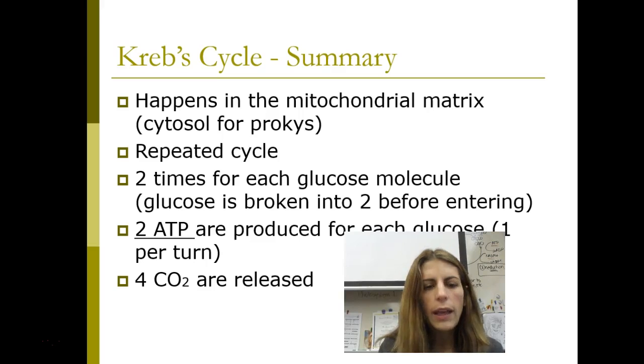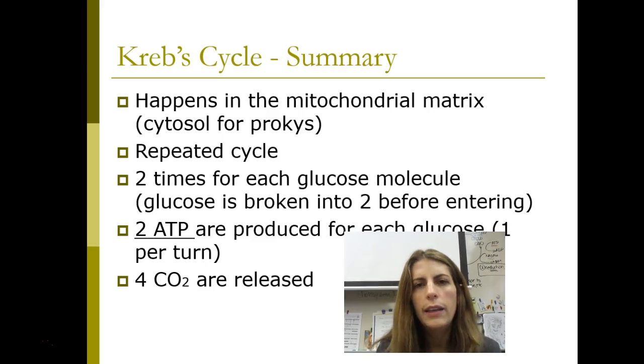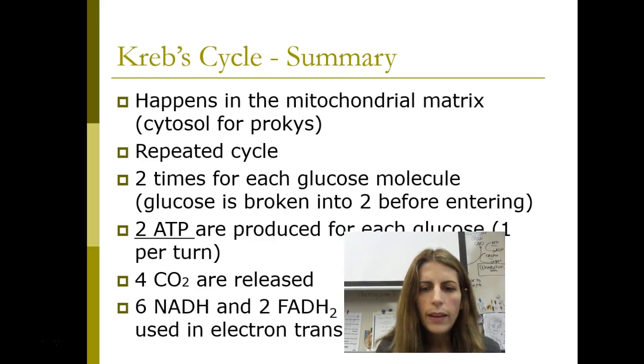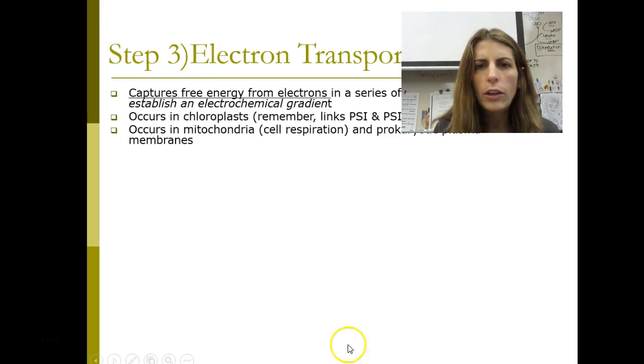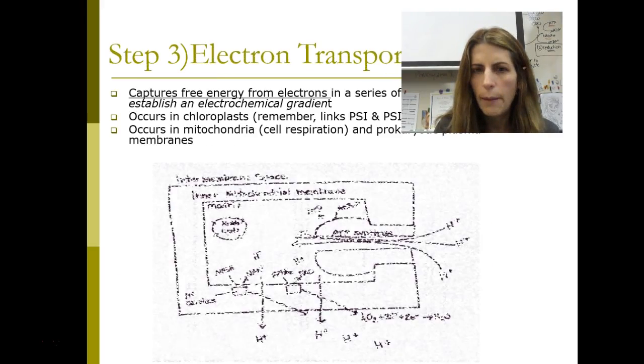Okay, and as I said, we started with 6 carbons. We just lost 4 more during the Krebs cycle. We had lost 2 previously, and now during Krebs we're losing 2 more as CO2. In the process, we gained those wonderful electron carriers, 6 NADH, 2 FADH2, and we're going to use those in our electron transport chain. So let's take a look at that.